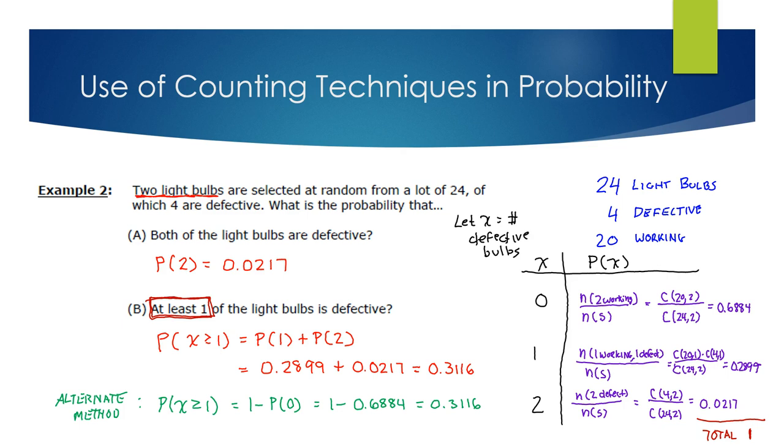So in some ways, an easier way to calculate is to say, well, the exact opposite is the probability that I have none that are defective. So in this case, I'm just going to do 1 minus that, and that should give me the probability that I have 1 or more that are defective. As you can see, when I do 1 minus 0.6884, I get the 0.3116 that I got in red. So either way, it calculates it correctly.